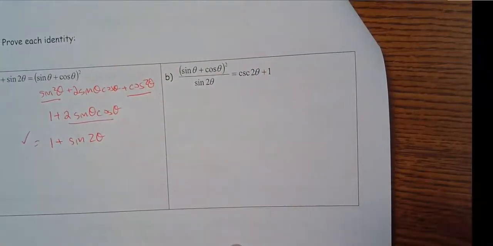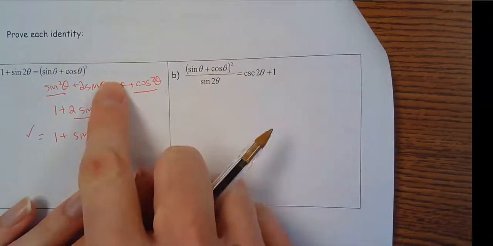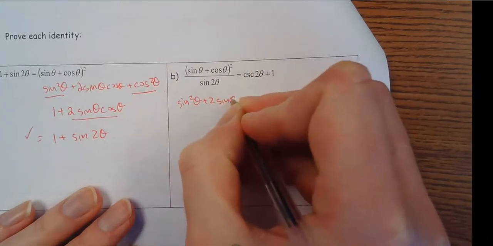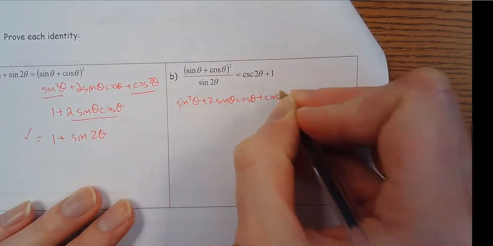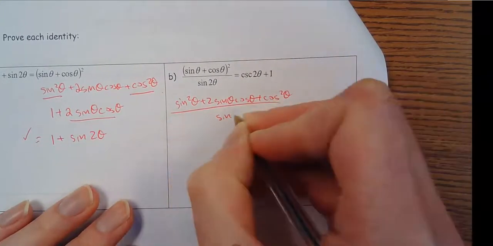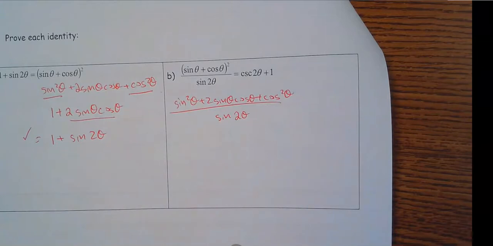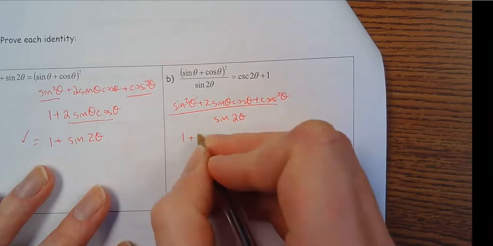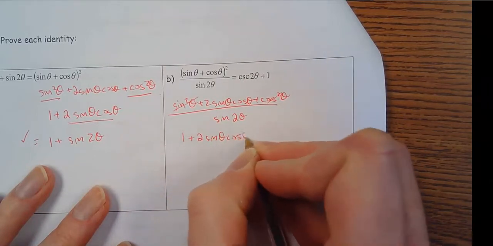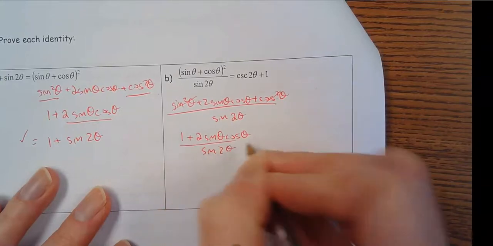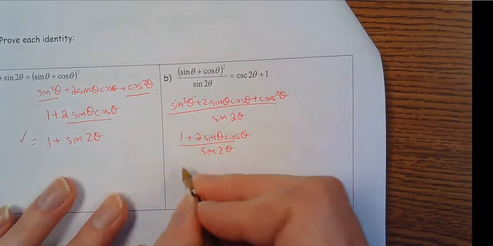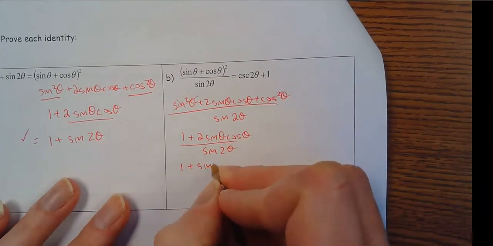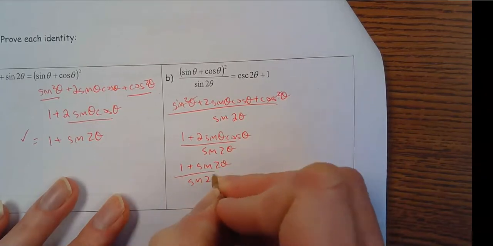Over here, same idea. I'm on the left side. I'm going to do the exact same thing as I did here. So sine squared theta plus 2 sine theta cosine theta plus cosine squared theta on top over sine 2 theta. And you've got, that's a 1. So these together equal 1. So 1 plus 2 sine theta cosine theta on top over sine 2 theta. And then this one, same idea as before over here. We're kind of using the exact same thing we did here. That'd be plus sine 2 theta over sine 2 theta.